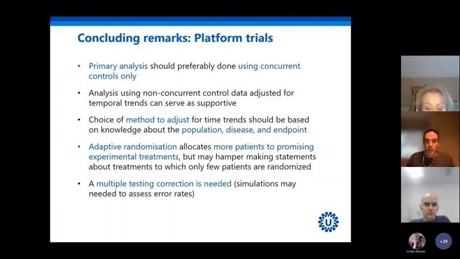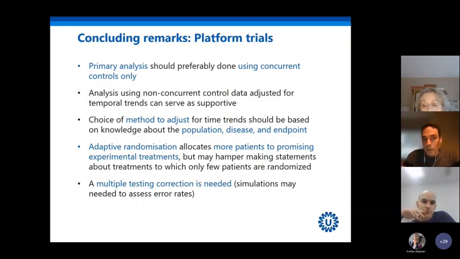Adaptive randomization is used quite often, especially when there are multiple arms. Of course, that helps you quickly identify promising treatment arms and get a lot of information on these treatments. A side effect is that you only collect very limited data on the treatment arms that perform badly at the beginning, so you cannot make firm statements about them.